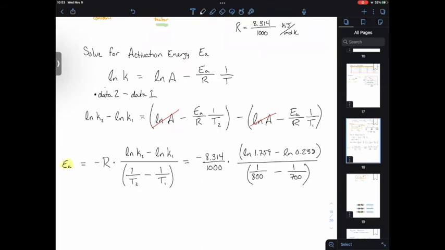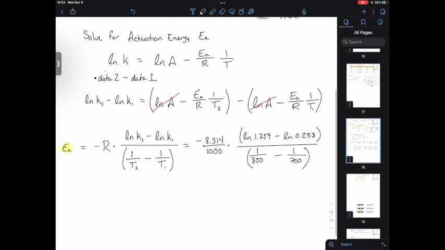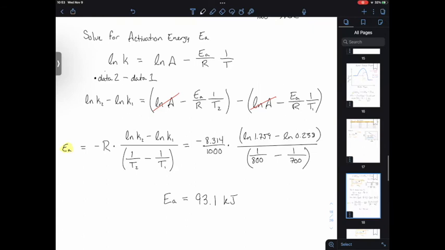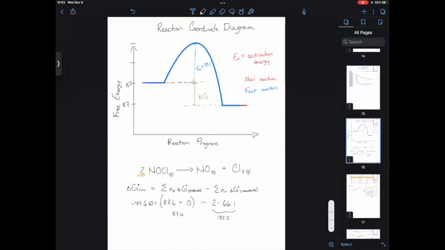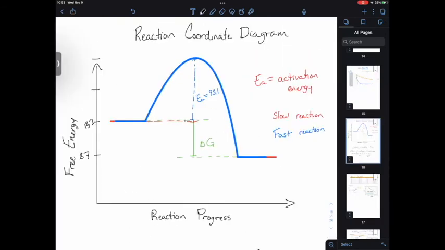All right, so punch that all into my calculator, and I would get that my activation energy is this 93.1 kilojoules. All right, and just remember why we did this. That activation energy corresponds to our reaction coordinate diagram. We talked about how the middle here corresponds to the kinetics of the reaction. And that activation energy is the size of that hump in my reaction coordinate diagram, right? The larger the hump, the slower the reaction.